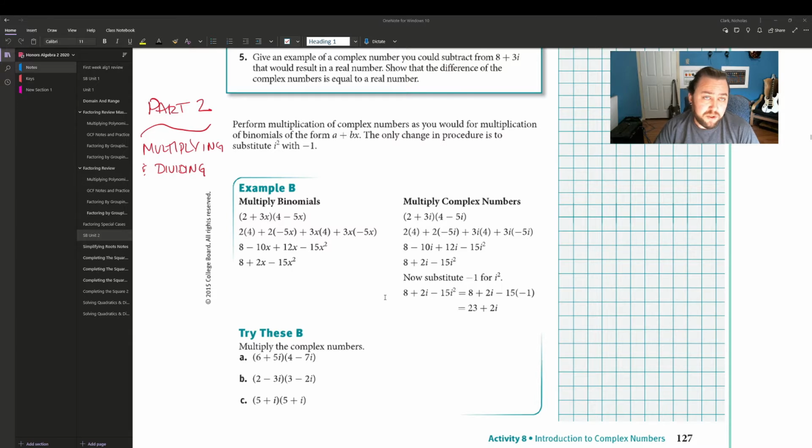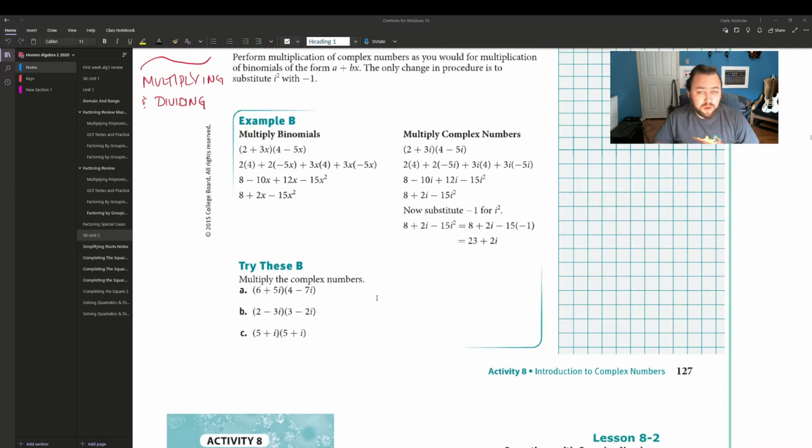Just like we did when we were distributing, if we were doing 2x plus 1 times a quantity x plus 5, something like that. So we're basically just going to be distributing, if we look at it in the grand scheme of things. Let's go ahead and do A off to the side here, and I'll show you what I'm talking about.